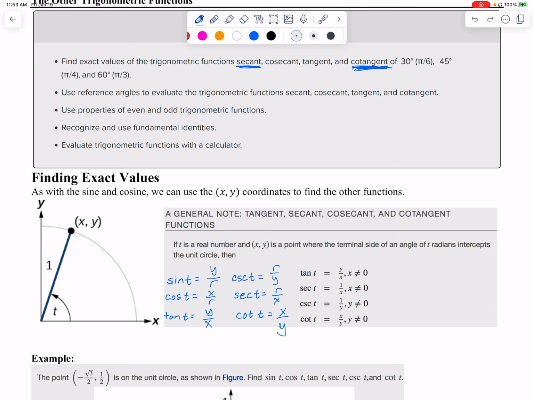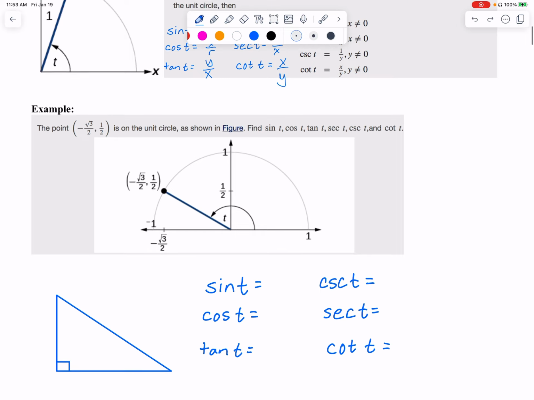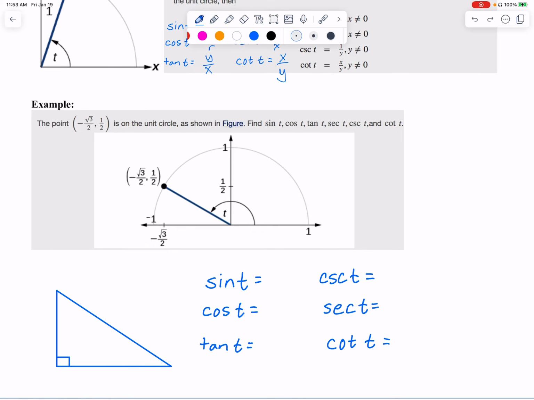We're not going to actually introduce any more. These are the only ones that exist, at least at this level. We are going to study those 6. So we're going to find these ratios. At least up front, they're going to give us a point on the unit circle, and they want us to find these 6 ratios. So they gave us these points.